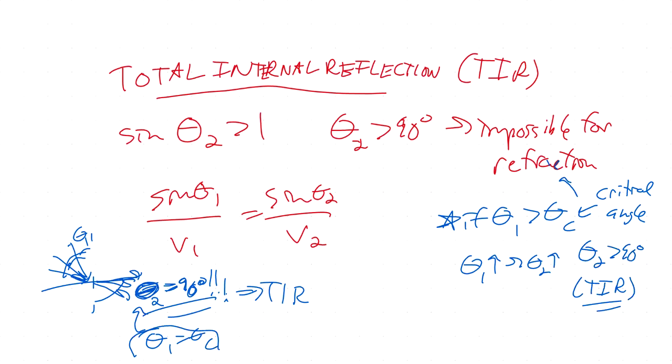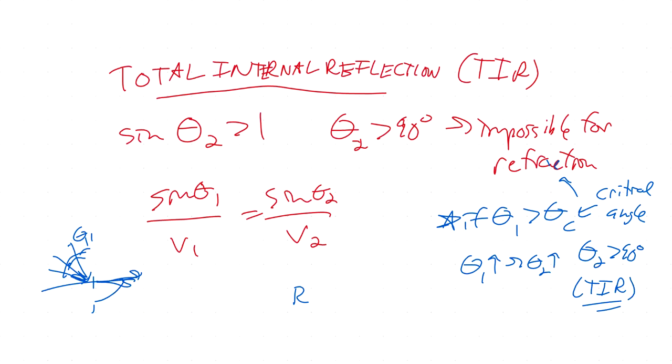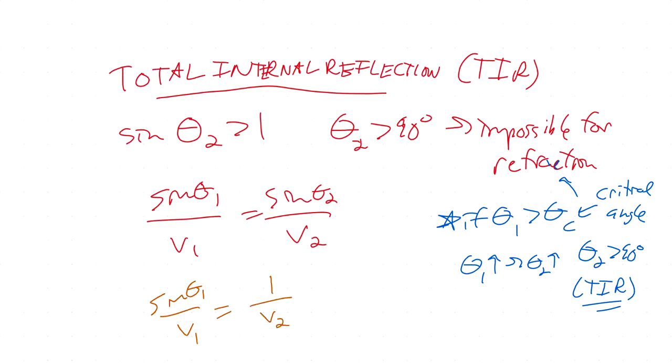So here's how we solve for it, right? You can pause that. I hope that made sense, my little scribbly diagram down there. When theta 2 is 90 degrees, we can just say, okay, sine of theta 1 over V1 equals the sine of 90 degrees, which is 1, over V2. So that means I multiply by V1 on both sides, and I get that the sine of theta 1, the sine of the critical angle, I should say, is V1 over V2.